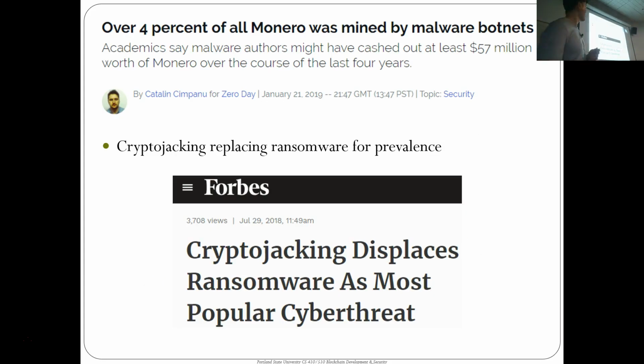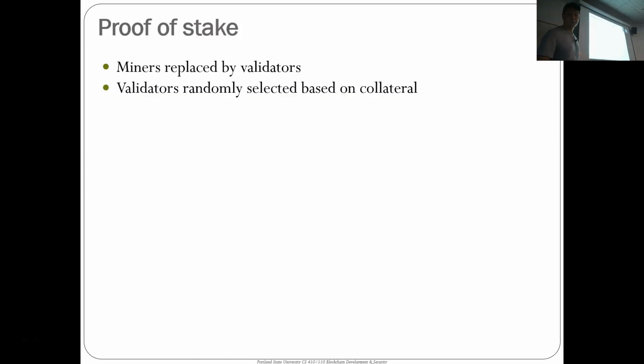Okay, so there's an estimate that 4% of the Monero is mined by malware bots. And so this is actually being used to replace ransomware. Because ransomware, it's hard to monetize ransomware as it turns out, because most users don't have a Bitcoin wallet. So this is actually a more effective way of monetizing a machine that you've compromised, just as an aside.